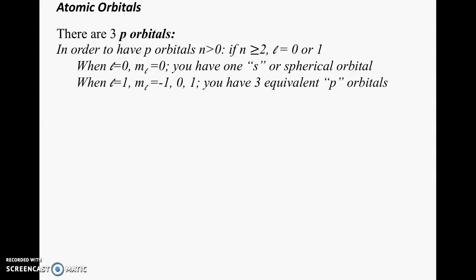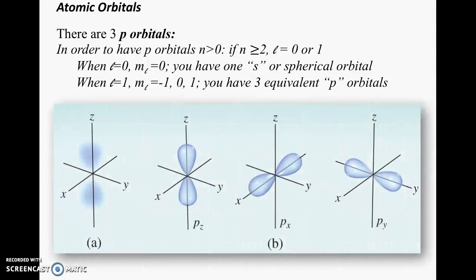m sub L can be -1, 0, and 1, meaning you have 3 equivalent orbitals, and these have been called p orbitals, and they look like this. Now, A is the actual result you get out of the equation, and we saw that before. So it's this electron density that is on the z-axis above and below the xy plane.